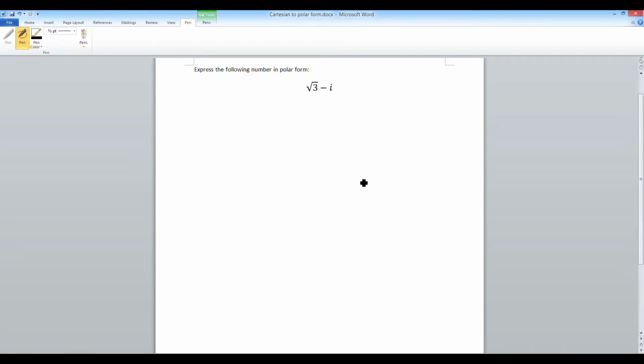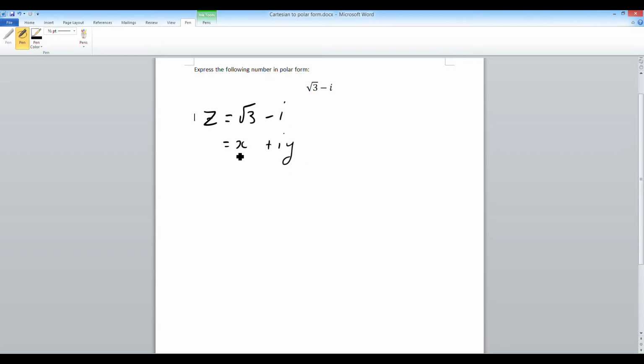Hello, let's take a look at complex numbers and converting between Cartesian form and polar form. They tell us to express the following number in polar form. So this number is given in Cartesian form. In other words, z is equal to root 3 minus i, which is the same as x plus iy.